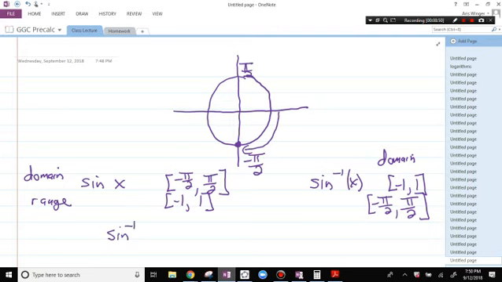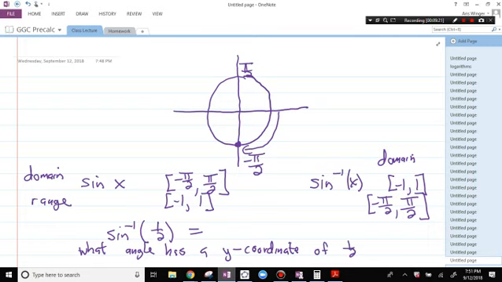Inverse sine of 1/2. What's the inverse sine of 1/2? Whatever answer you tell me better be between negative pi over 2 and pi over 2. So, let's write it in words. The street version is, what angle has a y coordinate of 1/2? And specifically, what angle in the interval minus pi over 2 to pi over 2? The answer is pi over 6. Inverse sine of 1/2 is pi over 6.